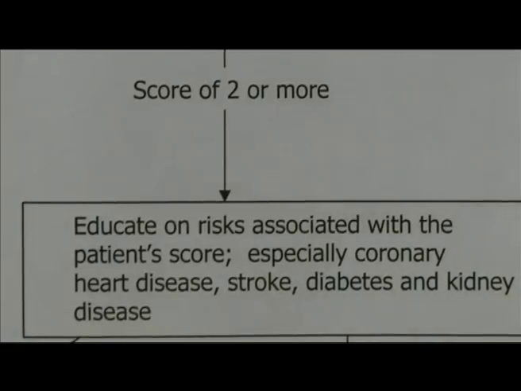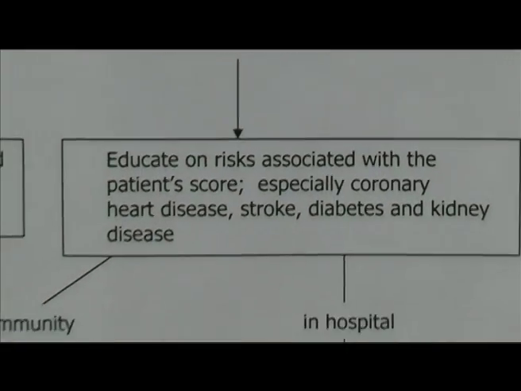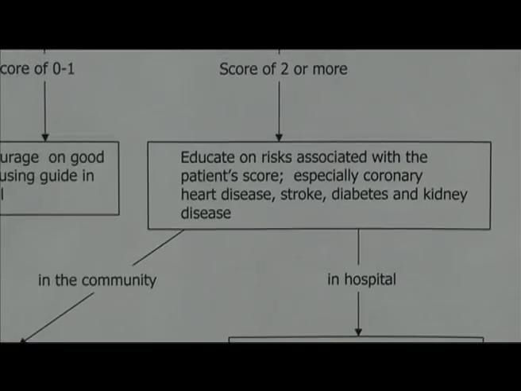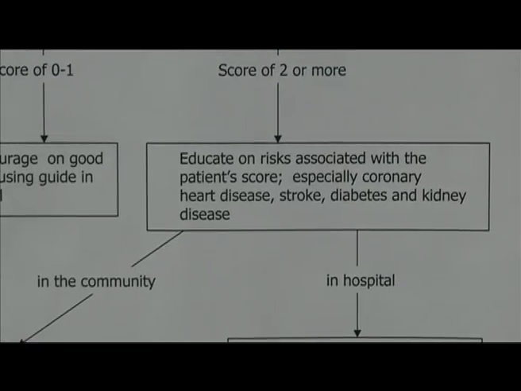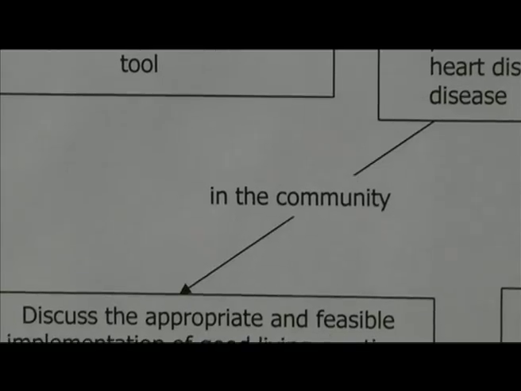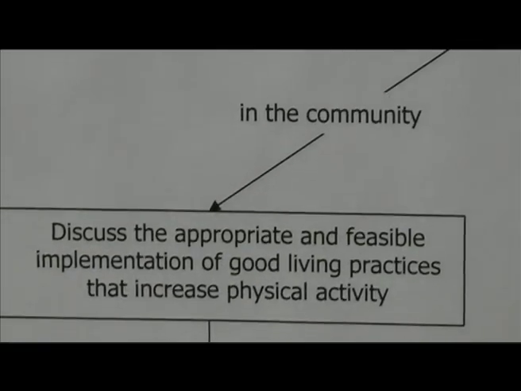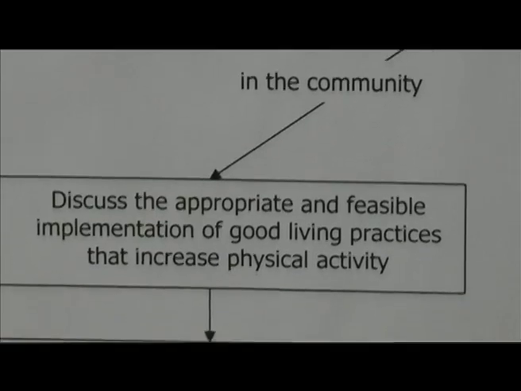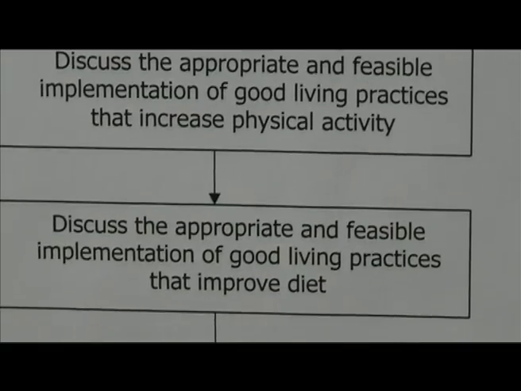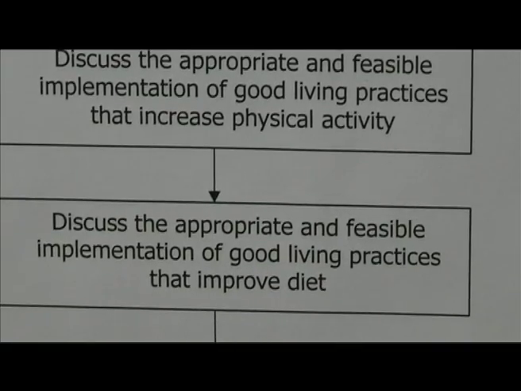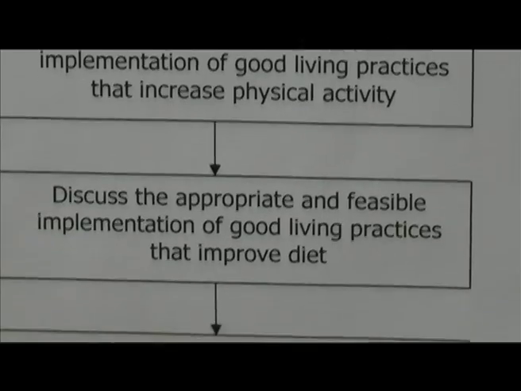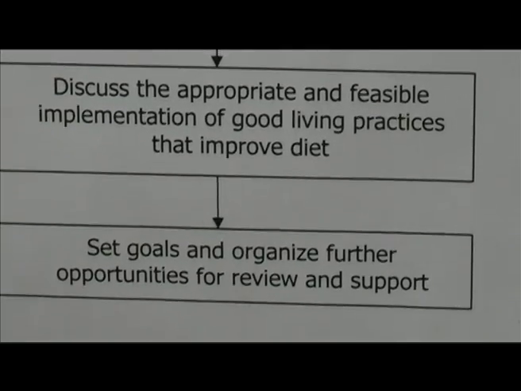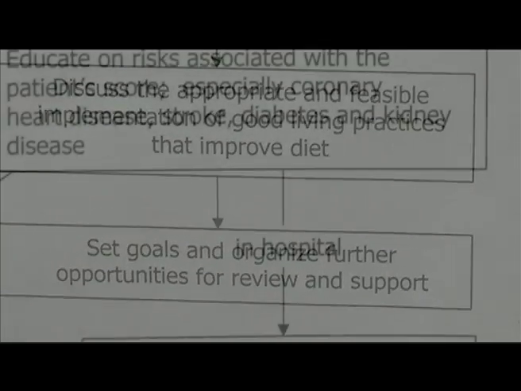diabetes and kidney disease. The tool then divides into the professional's practice setting, whether this be in the community or in the hospital. In the community, the professional will discuss the appropriate and feasible implementation of good living practices that increase physical activity. They will discuss the appropriate and feasible implementation of good living practices that improve diet, and they will set goals and organise further opportunities for review and support.